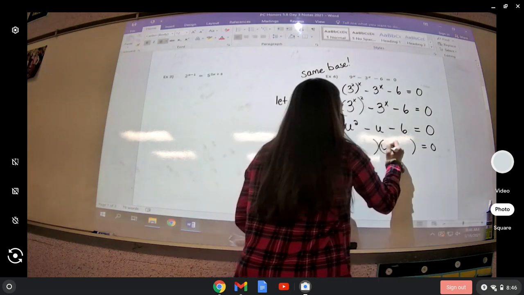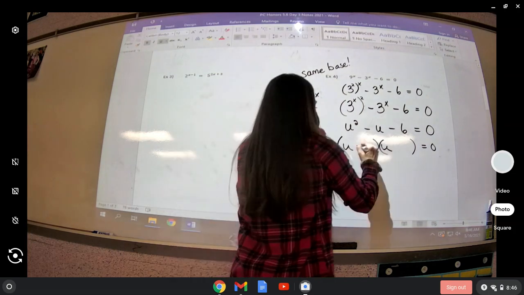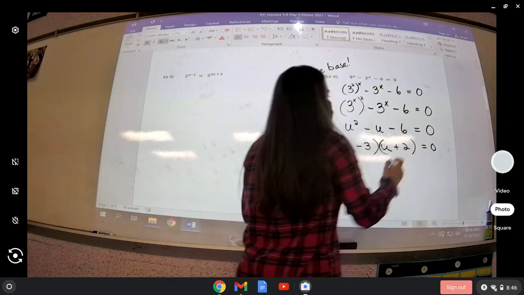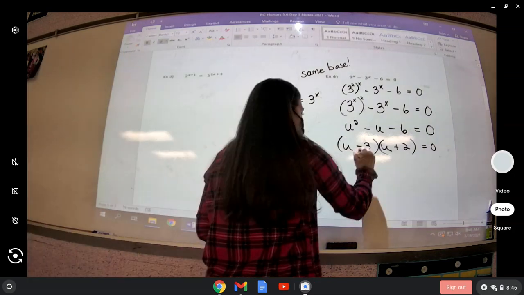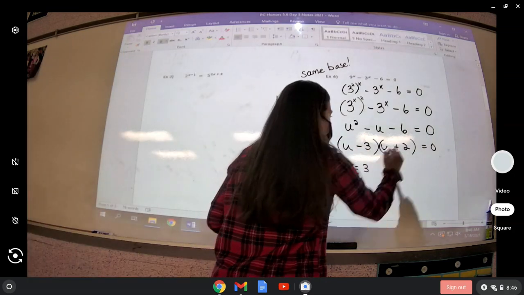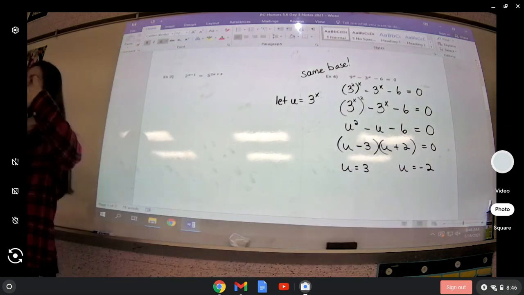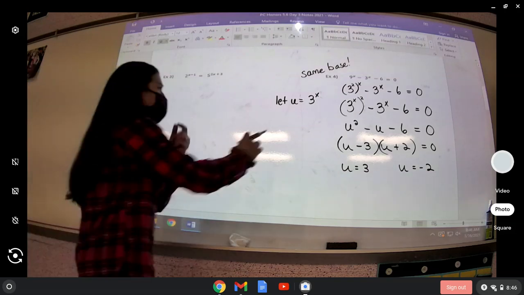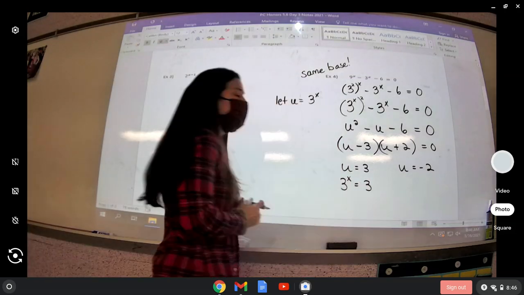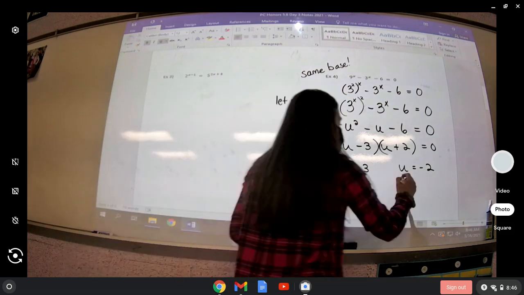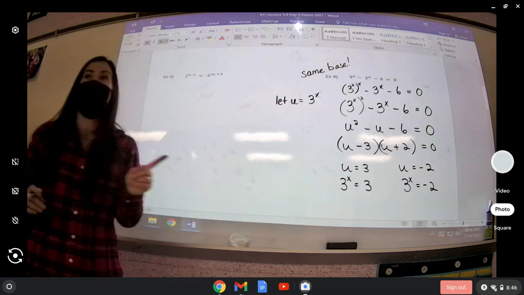All right, I know u and u. I'm looking for numbers that multiply to negative 6 and add up to that negative 1. I'm going negative 3 and positive 2. So then you end up with the statement, if you solve this one, u would equal 3 and u would equal negative 2. Now that you've solved it for u, go ahead, throw the 3 to the x back in there. So really it's 3 to the x who equals 3. And really it's 3 to the x who equals negative 2. But there's a problem with that one.